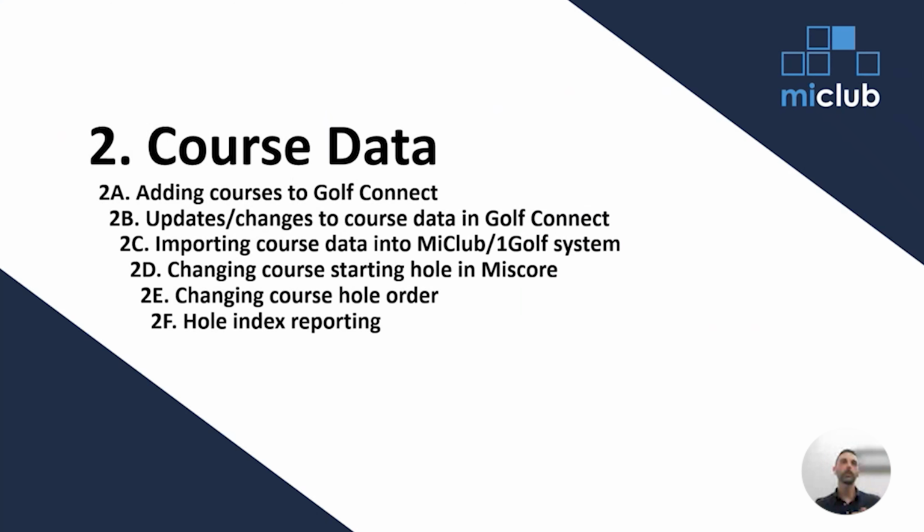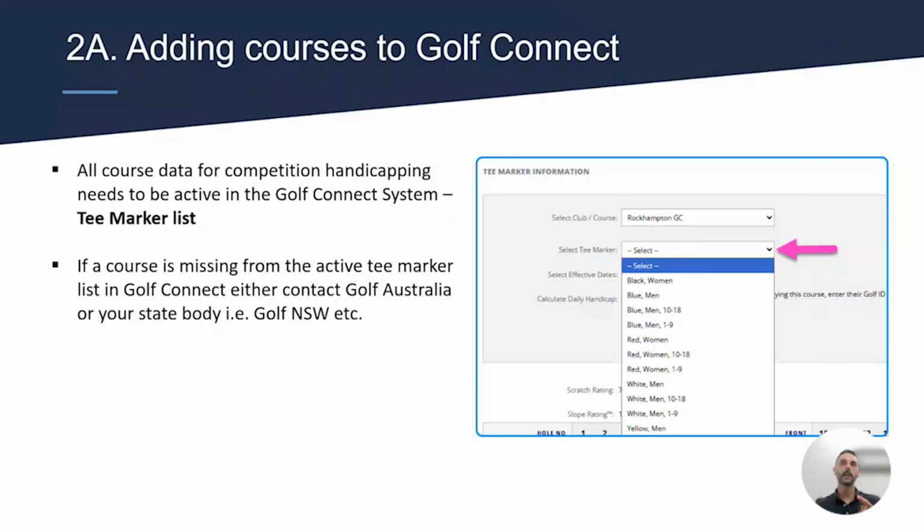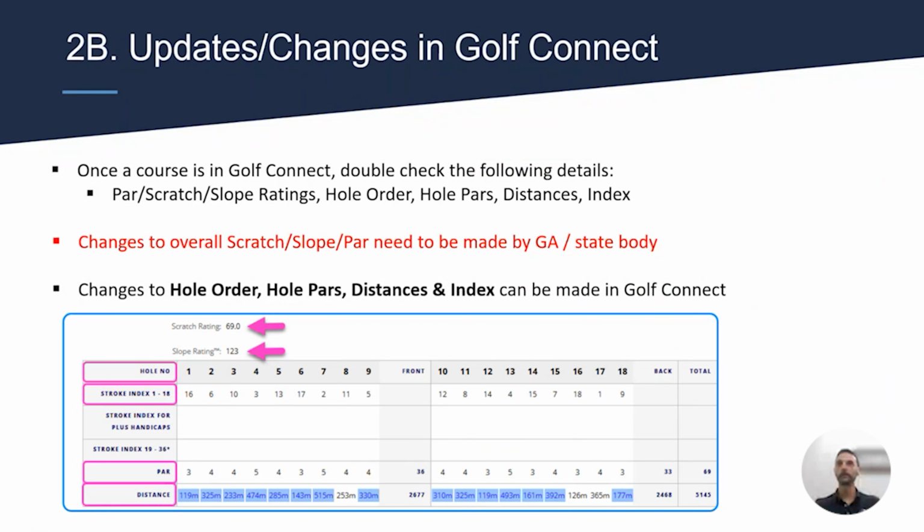So now we'll move to the course data. And the important aspect here is that you have an active course in the Golf Connect system. So when you're in your course data in Golf Connect, you'll see you've got a list of all of your active T blocks. So if the T block is not listed there, it means we can't import it into our system. And to add new T blocks, I believe you need to contact either Golf Australia directly or your state body, who will be able to help you with that step.